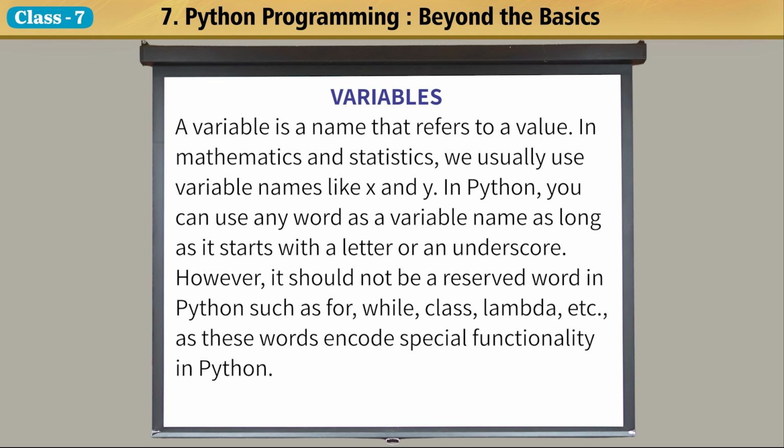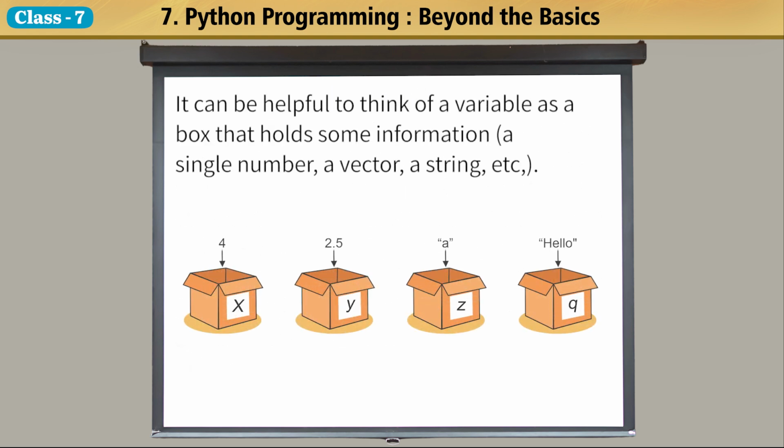In mathematics and statistics, we usually use variable names like x and y. In Python, you can use any word as a variable name as long as it starts with a letter or an underscore. However, it should not be a reserved word in Python such as for, while, class, lambda, etc., as these words encode special functionality in Python. It can be helpful to think of a variable as a box that holds some information, a single number, a vector, a string, etc.